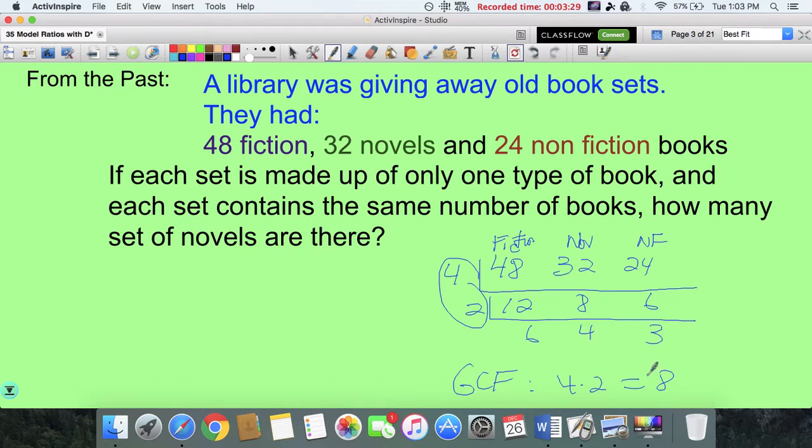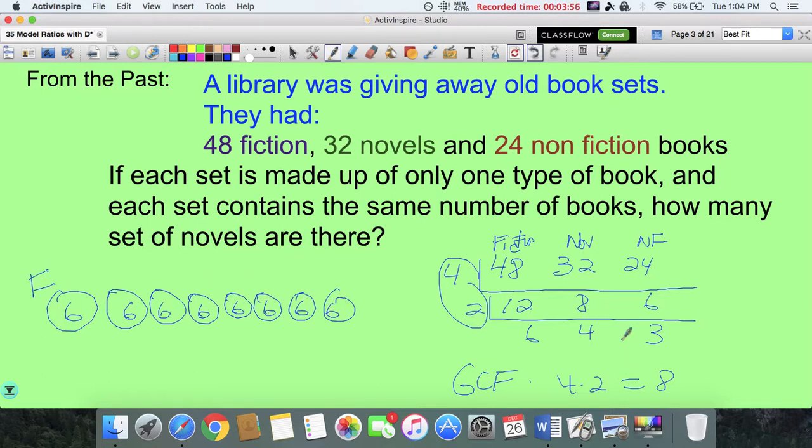Is 8 the number of sets we can make here? Because we put 8 sets in this one, I'm going to make six fiction, six fiction, six fiction, six fiction, six fiction, six, six and six for the fiction. For the novels, I'm going to make 4 sets, 1, 2, 3, 4. And I'm sorry, I'm going to make 8: 1, 2, 3, 4, 5, 6, 7, 8.